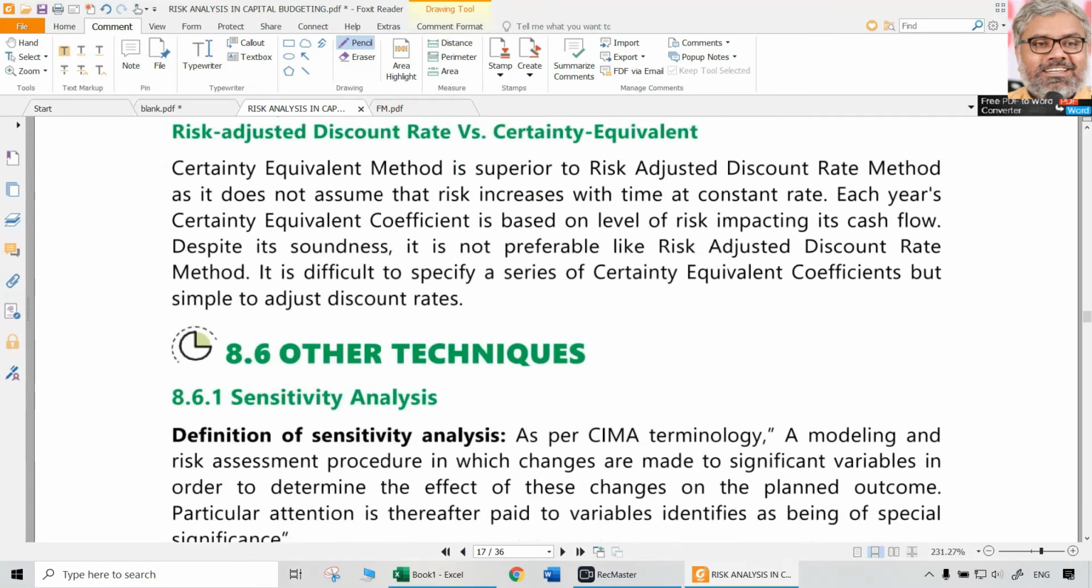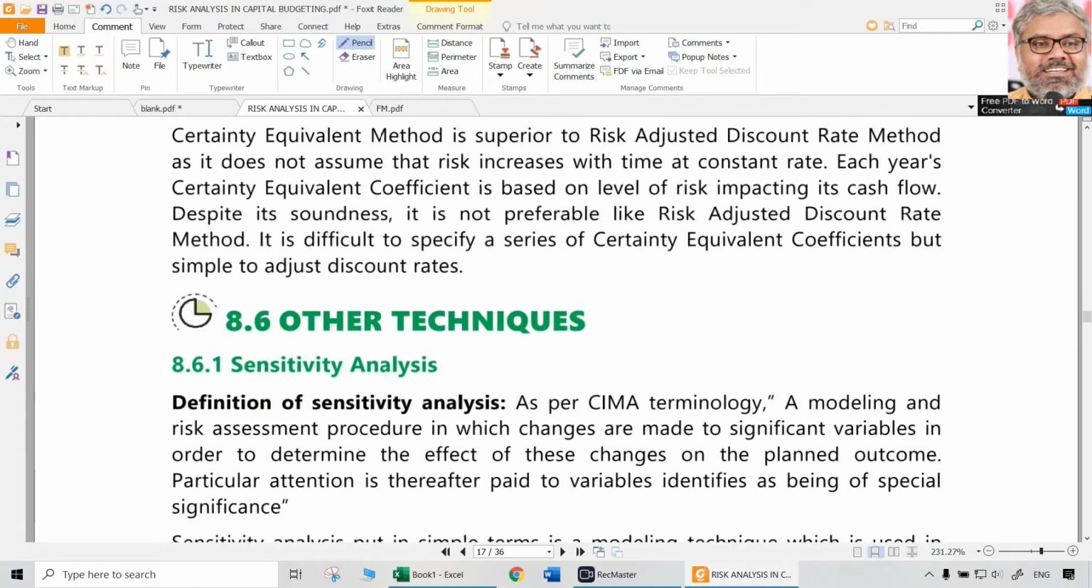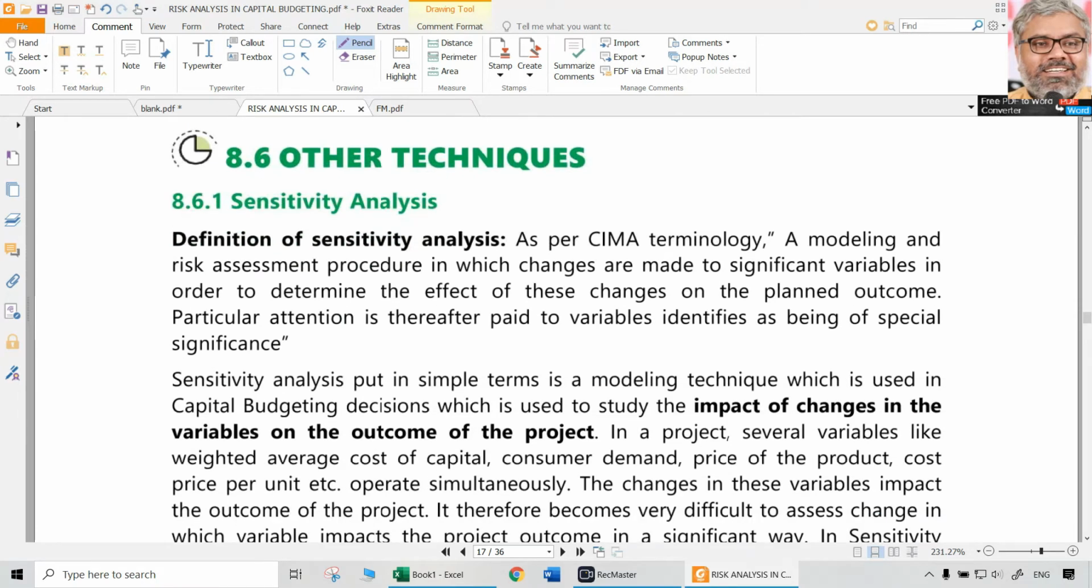Of course, both of them are not so good. Both are traditional. But from the examination point of view, they are very good. Why? Because they are very simple. Both the risk adjusted discount rate and the certainty equivalent approach can be very easily applied in the problems that we encounter.